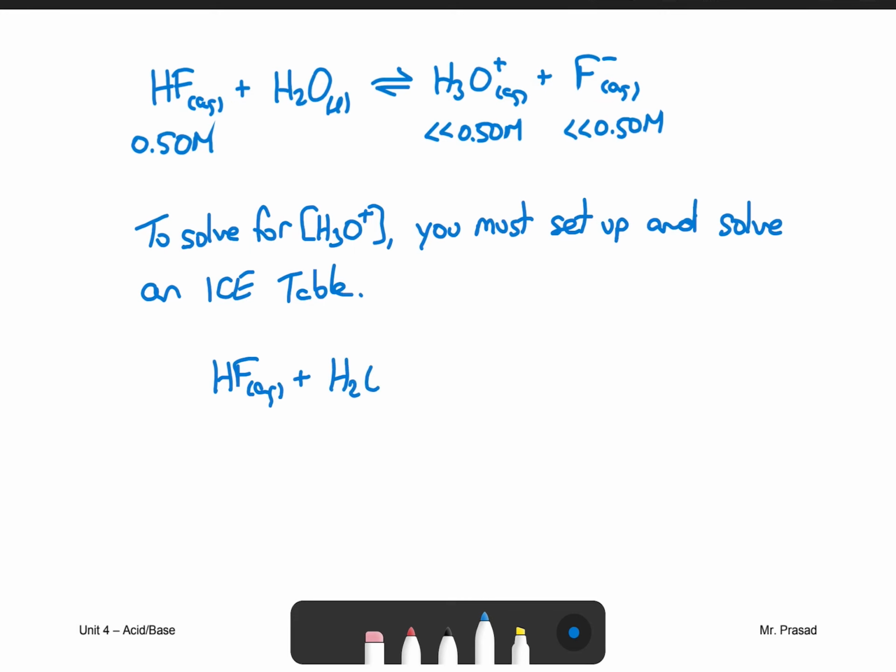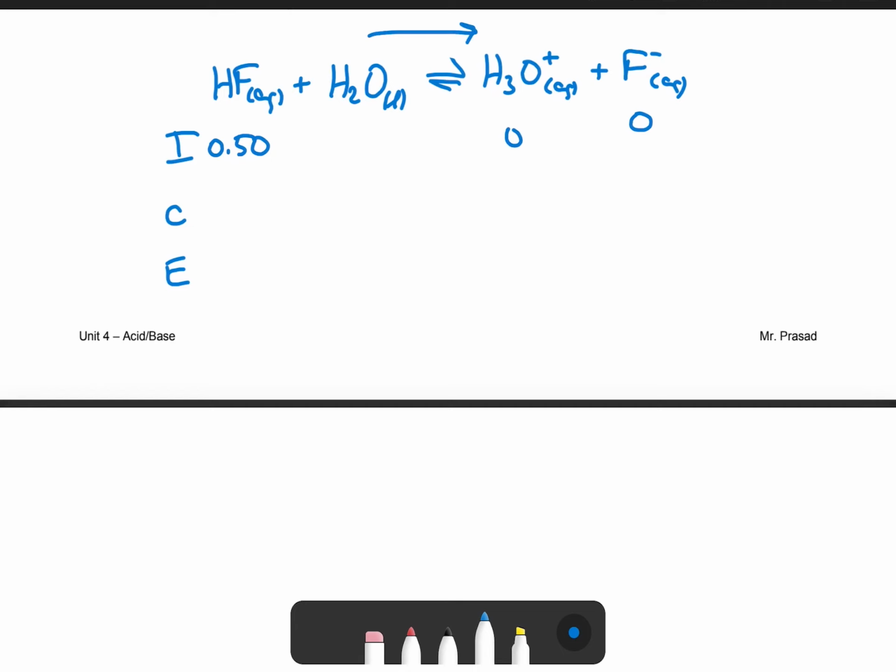Initial, change, and equilibrium on the left-hand side. We know the initial HF is 0.50. We'll leave out units. H3O plus and F minus initially would both be 0. Since we're starting with HF on the left-hand side, Le Chatelier's principle says the shift will be towards the right: minus for HF, plus for H3O plus, and plus for F minus. H2O is present in the Bronsted-Lowry equation, but water does not have a molarity, so it is left blank when we fill in our ice table.